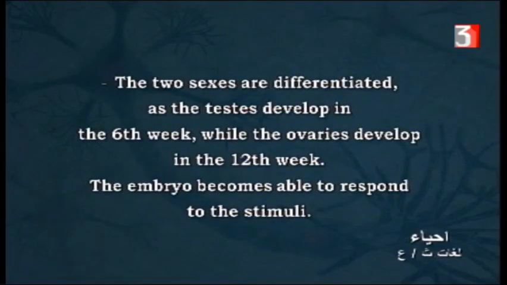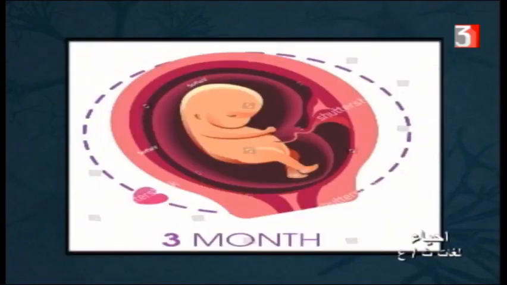The embryo becomes able to respond to different stimuli. And this is a question: why does the baby or the embryo become able to respond to stimuli? Due to the complete formation of the nervous system and also the heart. This is after 3 months. After 3 months, the baby is well developed, and we can determine the sex of the baby.